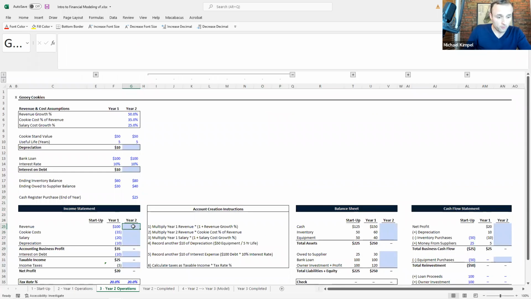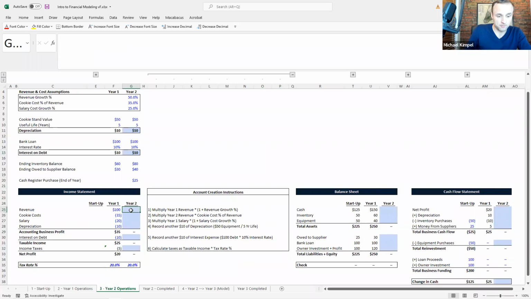Before we get into the actual model build here, I'm going to quickly calculate depreciation again. So the $50 divided by 5, and the bank loan dollars times the interest rate. And then down below, I'm going to start building out my income statement. I'll give you all 30 seconds to calculate depreciation. Again, it's cookie stand divided by years, and then bank loan times rate.